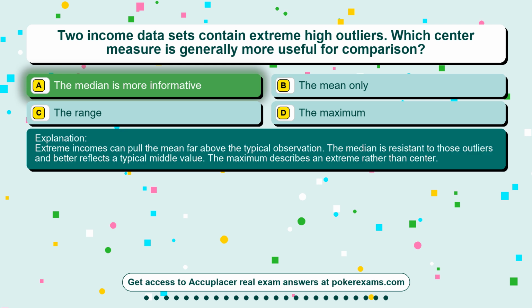Extreme incomes can pull the mean far above the typical observation. The median is resistant to those outliers and better reflects a typical middle value. The maximum describes an extreme rather than center.